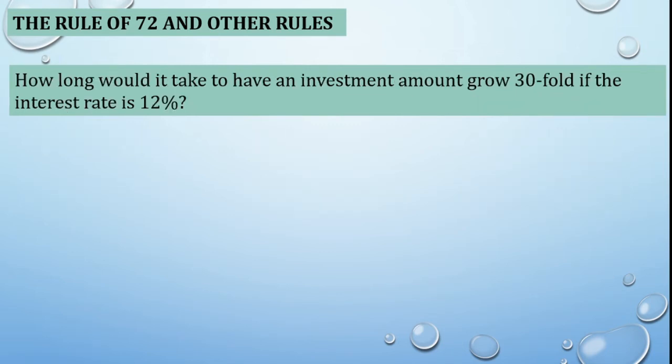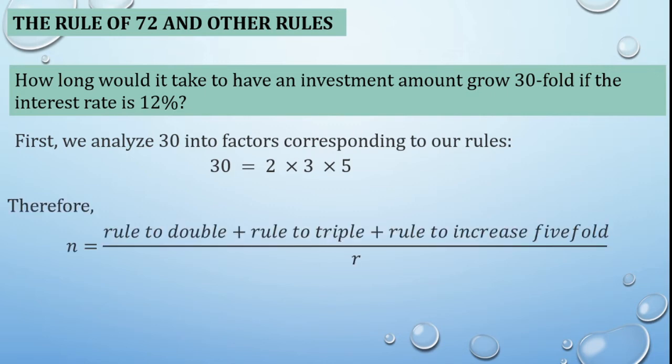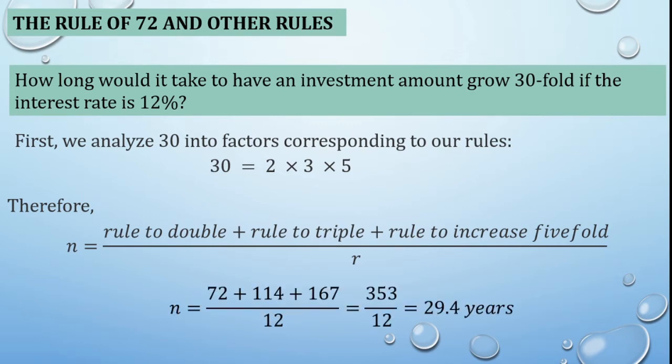Consider the problem. How long would it take to have an investment amount to grow 30-fold if the interest rate is 12%? First, we analyze 30 into factors corresponding to our rules. Therefore, we have the rule to double, the rule to triple, plus the rule to increase fivefold, divided by R. By substituting the values, the rule of 72, rule of 114, plus the rule of 167, divided by 12. So that is 353 divided by 12, or 29.4 years.